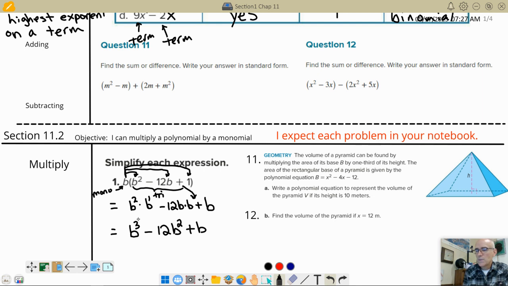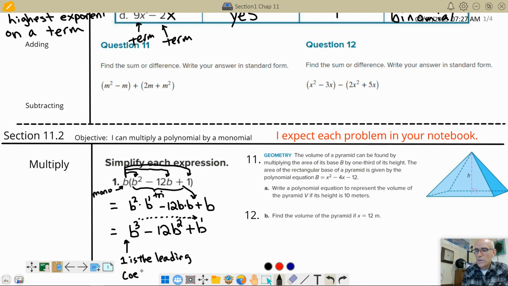So you can see the powers are decreasing as we go across. So this is in standard position. The power over here is an invisible 1. So we got 3, 2, then 1. And the leading coefficient, in case they ask us about that, the leading coefficient is a 1. 1 is the leading coefficient, okay?